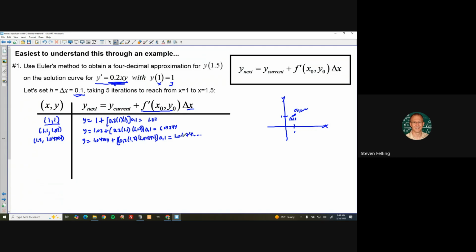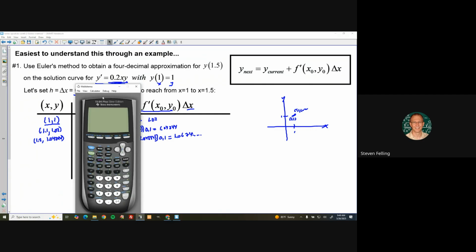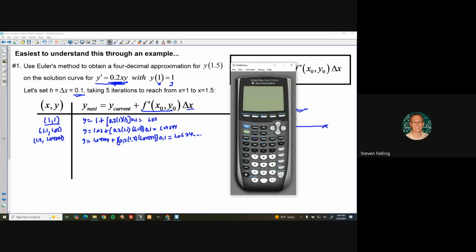I'm not sure if I should show that or not. Maybe I should show that, just so you can see mechanically what this looks like. Yeah, since there's only one more example, I will show that on this example. So if I was doing this, what I would do is just start with this calculation. So I have 1 plus 0.2 times 1 times 1 times 0.1, and then I have this answer on the screen, 1.02, and I copy it down here.